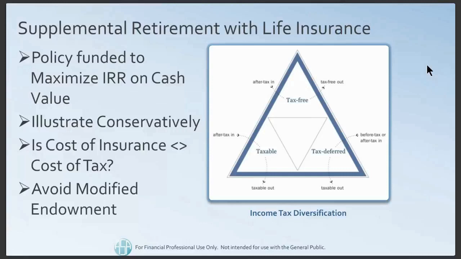The last thing is avoid a modified endowment. I think most of you would do this anyway. The carriers aren't going to let you sell a modified endowment in a LIRP or a supplemental retirement strategy anyway.